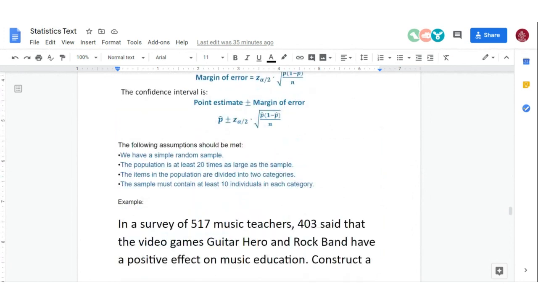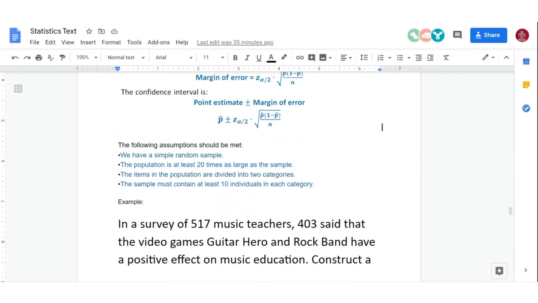The assumptions are slightly different. A random sample, of course. And like I said, the population is at least 20 times as large as the sample. Those first two, we're almost going to have to just assume, okay? Because these are all theoretical problems that you're handed. And I'll show you what I mean in a second.